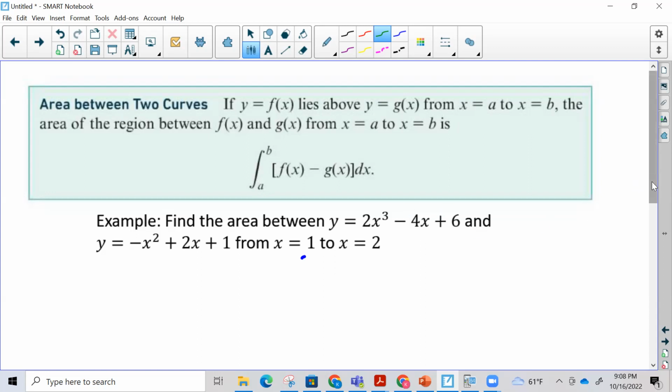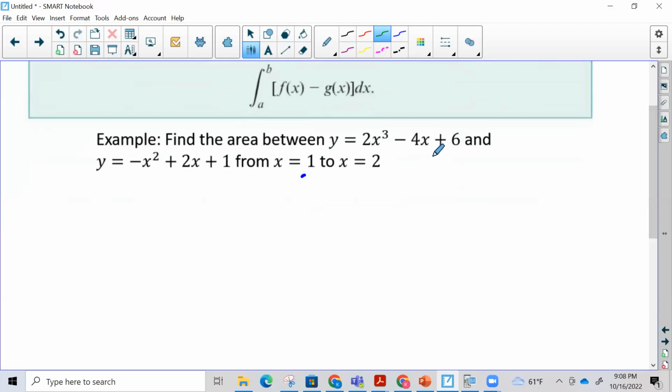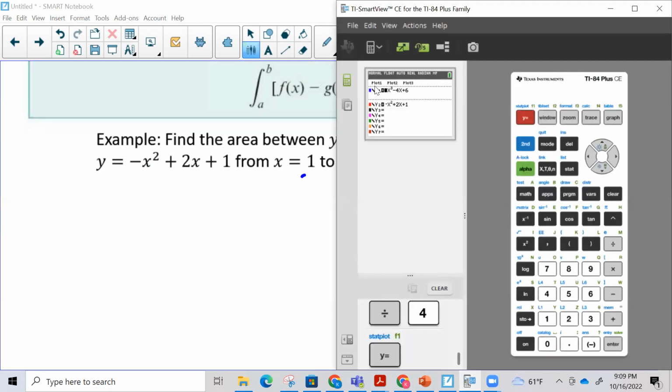So we want to find the area between y equals 2x cubed minus 4x plus 6 and y equals negative x squared plus 2x plus 1. So you're going to graph them again in your y equals. Take a minute and plug them both in. I already have them plugged in. You'll put the first curve in y1, the second curve in y2, and then you're going to graph it.